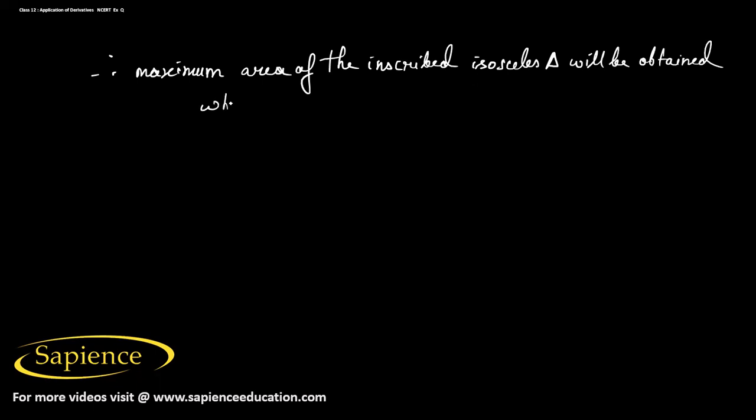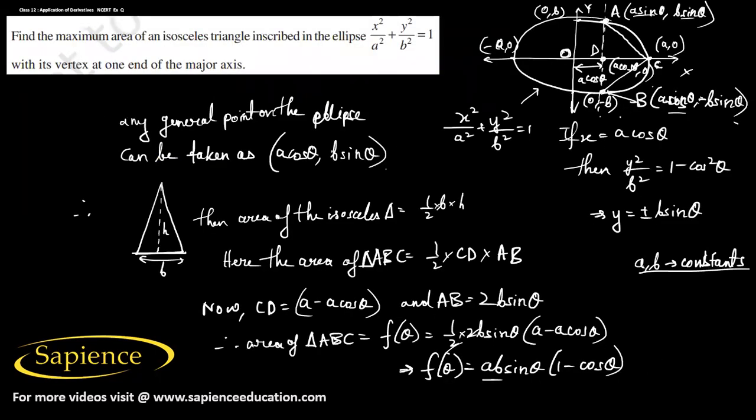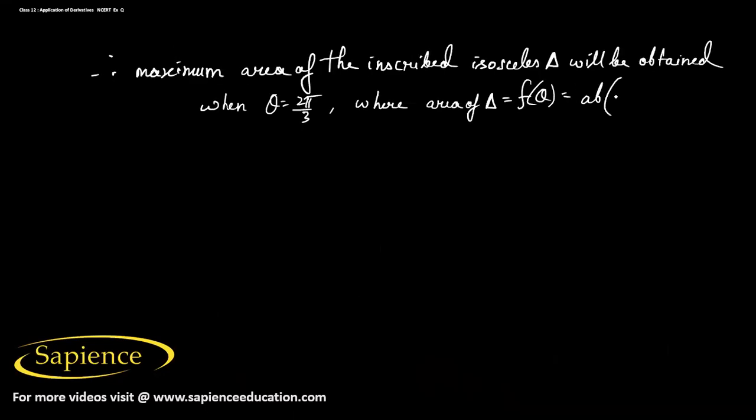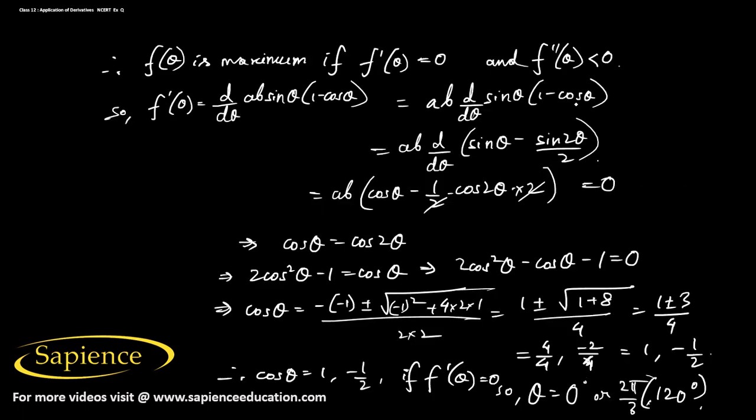Therefore, the maximum area of the inscribed isosceles triangle will be obtained when this theta equals 2 pi by 3, where the area of the triangle is given as f of theta, which is equal to AB into sine theta into 1 minus cos theta. Or you can say that AB into sine theta minus sine 2 theta by 2, since sine theta cos theta is sine 2 theta by 2. Okay.